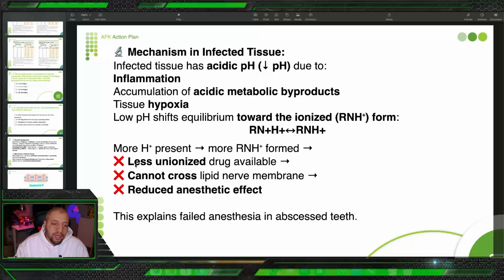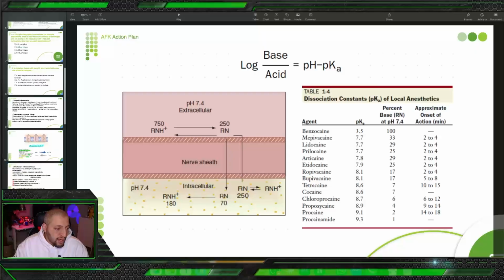So what we are going to end up with is less unionized drug available, which cannot cross the lipid nerve membrane, and reduced anesthetic effect. This explains failed anesthesia in abscessed teeth. This is a way to think about it. This is the pH, this is the RNH, this is the RN. As you can see, the RN is the one crossing, becomes ionized, and this one is blocking the channel, preventing the sodium flux and preventing the action potential from starting.